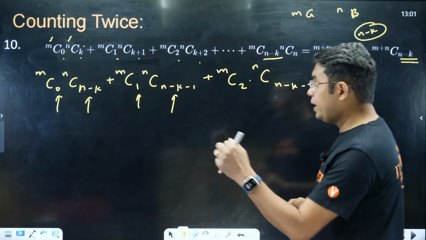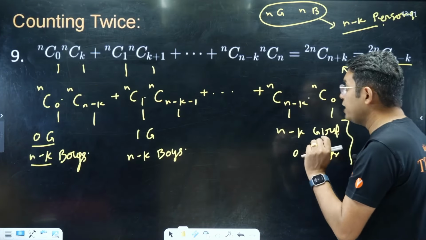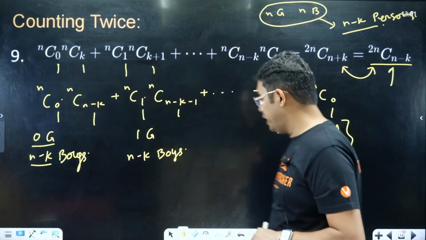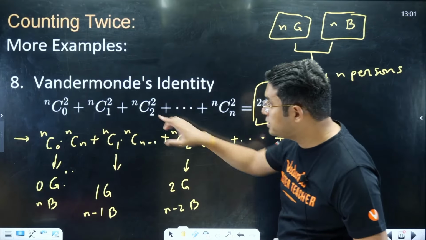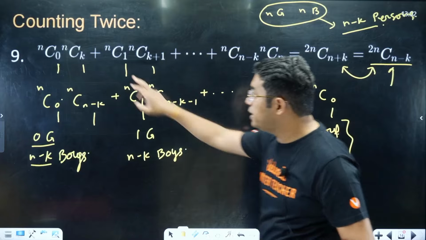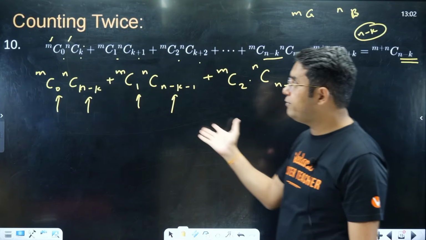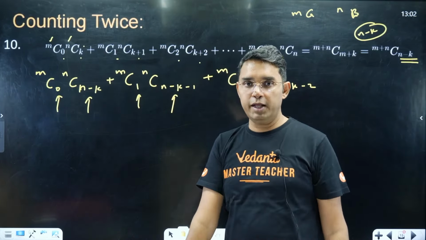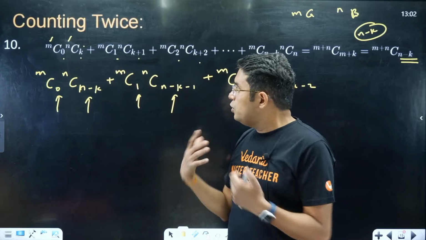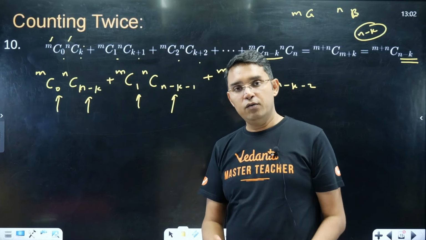Okay, in fact, now you can see this identity in 10 is a general case, and 9 is a special case of that, where m becomes equal to n. And going backwards, this identity is a special case of that 9th one, where I am writing k equal to 0. So actually, if you know this, you can derive the 9th one, you can derive the 8th one also directly. But the fundamental thing here is actually counting twice. So you can directly get those results of 8 or 9 or 10, whatever comes.